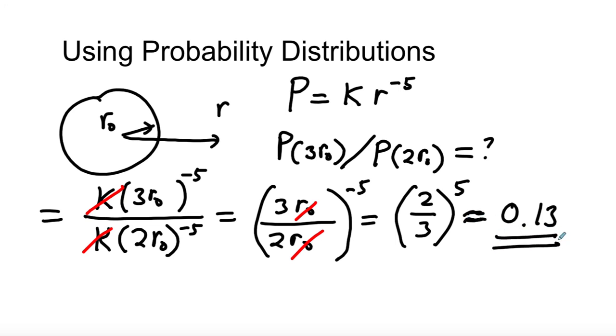Okay, so we can see we're only roughly 1/3 as likely to be a distance of 3r naught as we are to be a distance of 2r naught. So we're starting to see how we can use probability distributions to calculate the relative probabilities of two different situations.